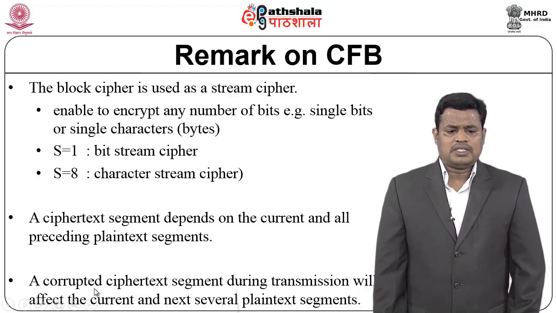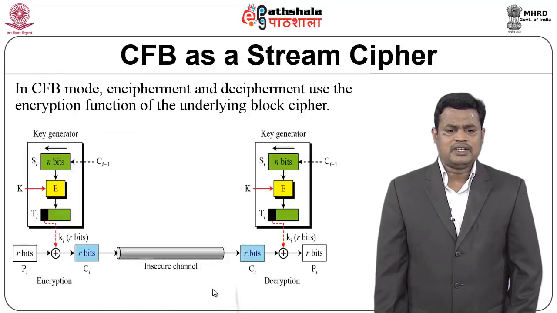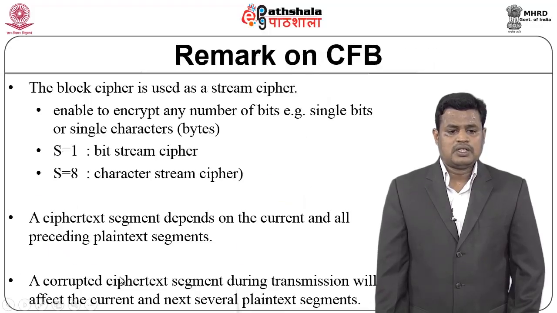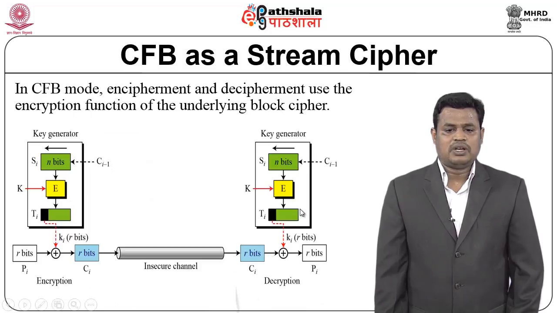The problem here is that a corrupted ciphertext segment during transmission will affect the current and the next several plain text segments. That is a very important drawback: if there is any corrupted bit during transmission, it will affect the current and several plain text segments, because the decryption happening on the other side depends purely upon the previous bits.